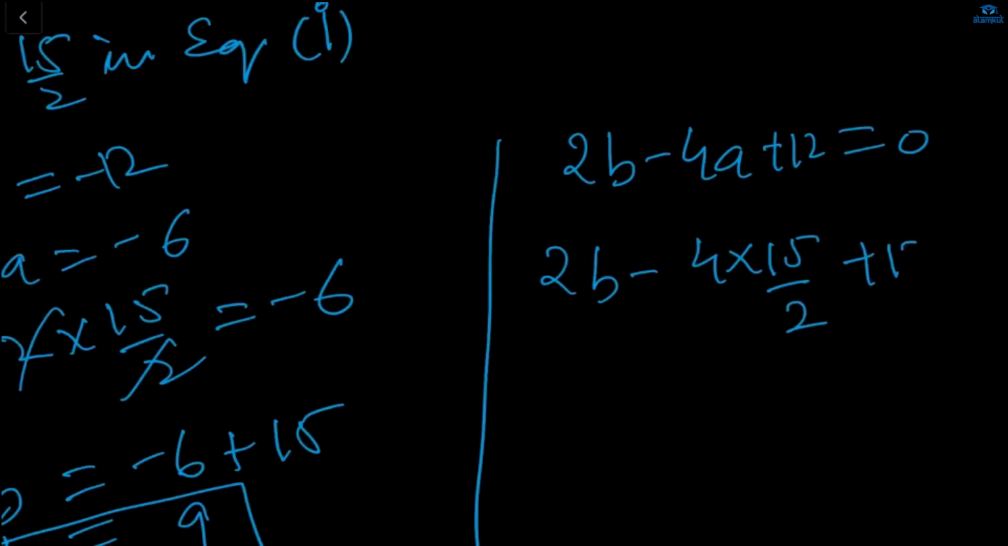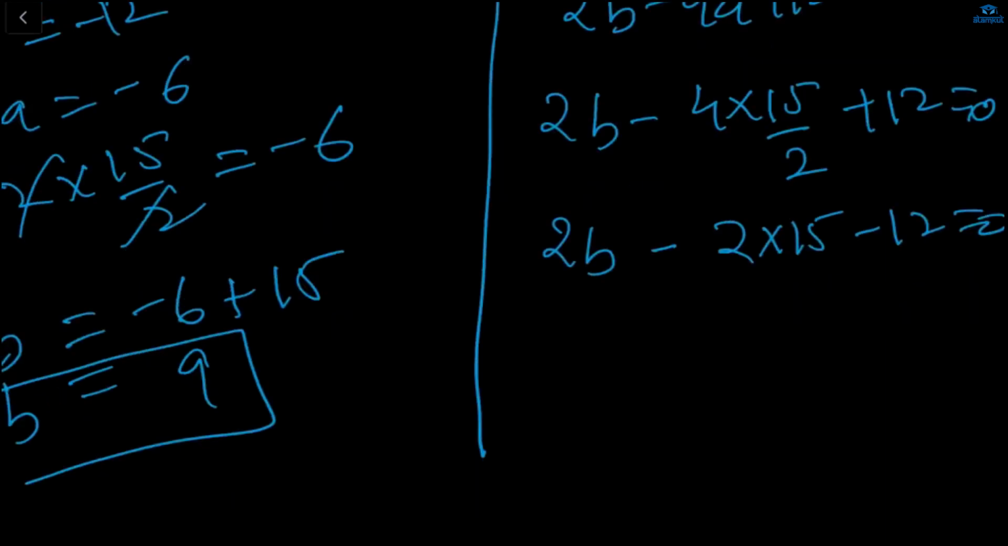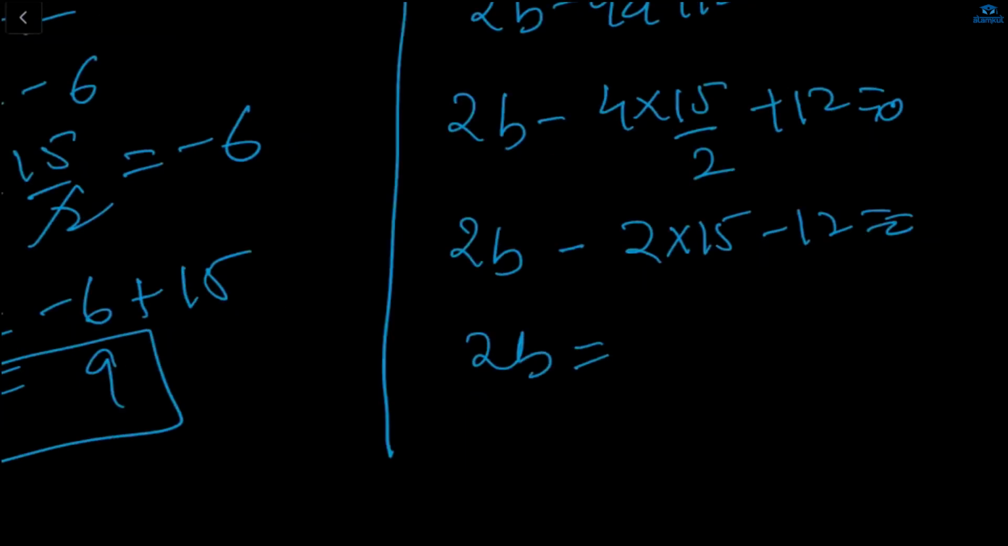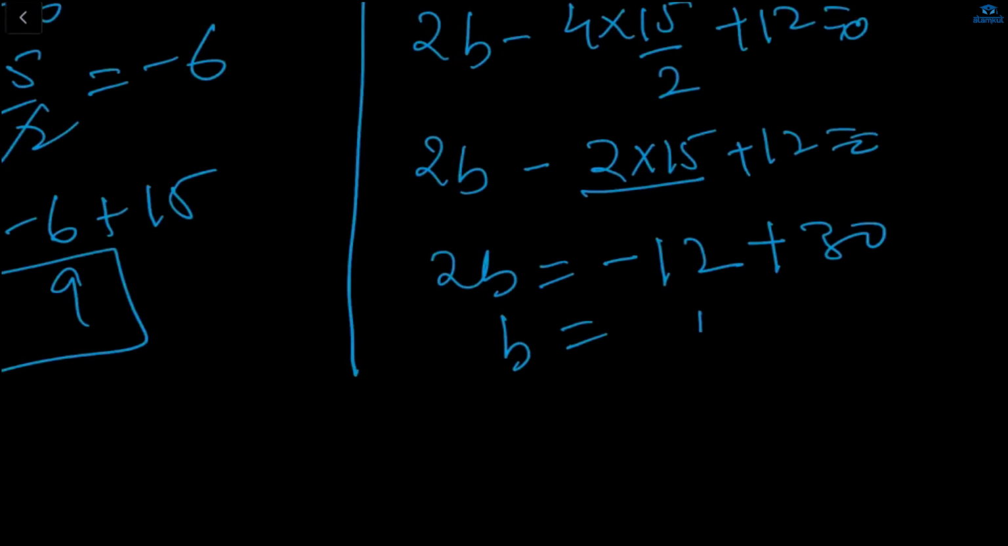Is equal to 0. Okay. So 2b minus, I will cancel 2 and 4. 2 into 15 plus 12 is equal to 0. So 2b plus 12, sorry, if you bring this to the other side, that will be minus 12 and plus 30. So b will be equal to, okay, this will give you what? 18. Oh, sorry, ma'am, there must have been a small mistake somewhere. Rudroniel Safi, any doubt?